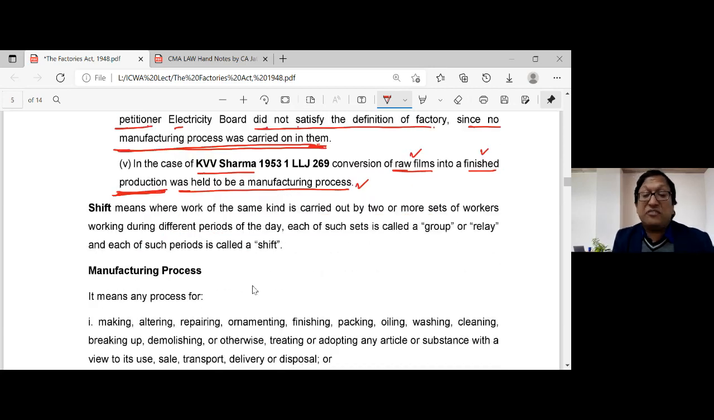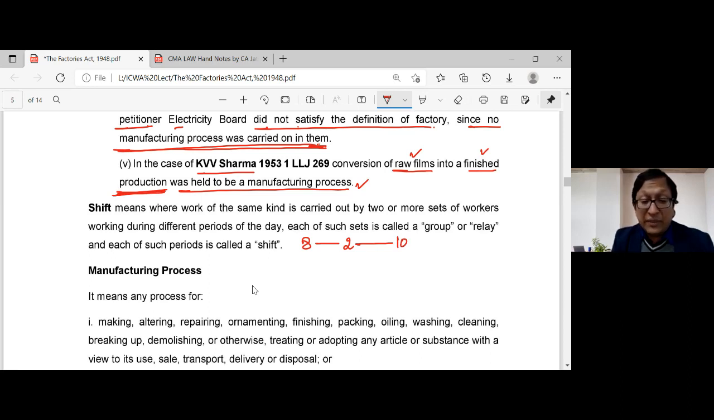Then we have shift. What do we mean by shift? You guys are aware in many businesses, particularly in factories, the works are executed in shifts. Shift means where work of the same kind is carried on by two or more sets of workers. Like we have a set of workers, one coming from 8 in the morning to 2, others are coming from 2 and they are working till 10. So in this manner, we may have different shifts.